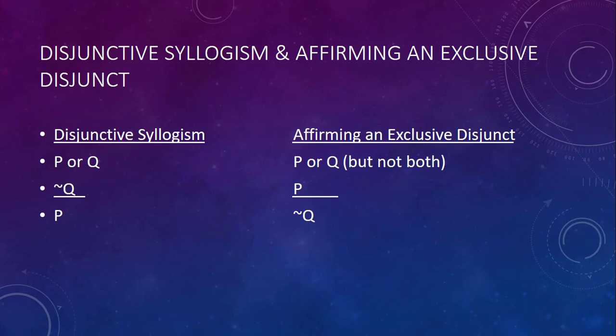Okay, so let's look at some moves. We've already discussed some moves in regards to disjunctions. Here's the disjunctive syllogism. The first premise is P is true or Q is true. Second premise says it's false that Q is true. And the conclusion is, therefore, P is true. You might say, on vacation, I'm either going to Paris or I'm going to Qatar. It's false that I'm going to Qatar. Conclusion, therefore, I'm going to Paris.